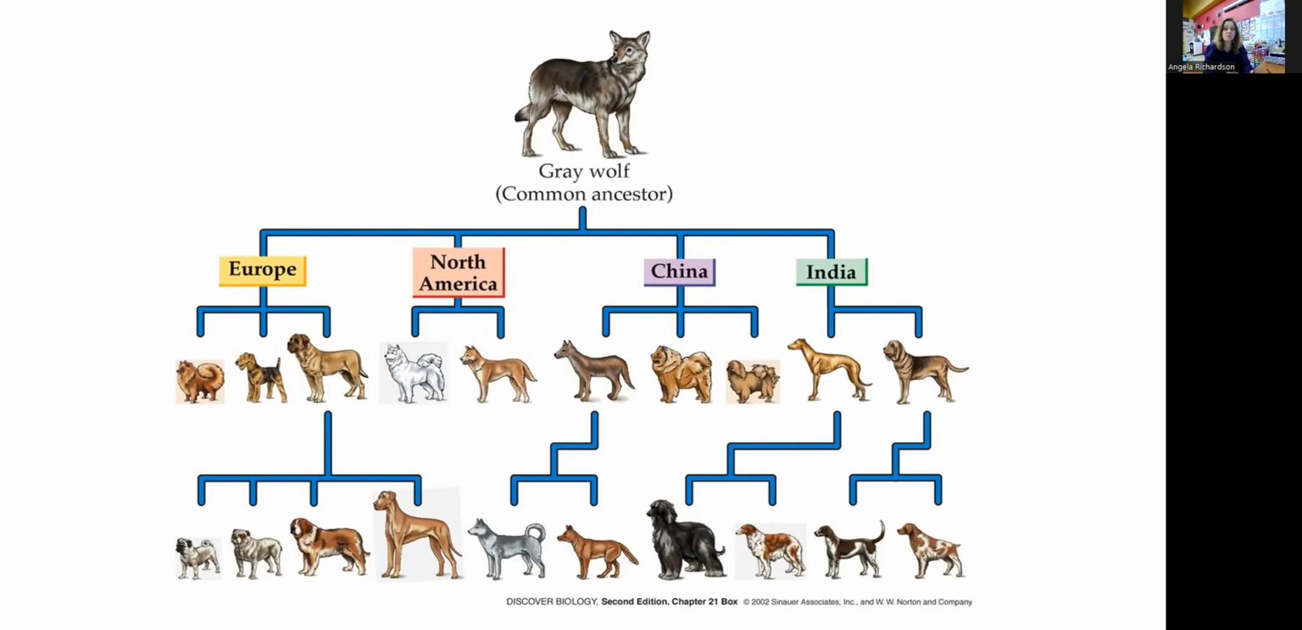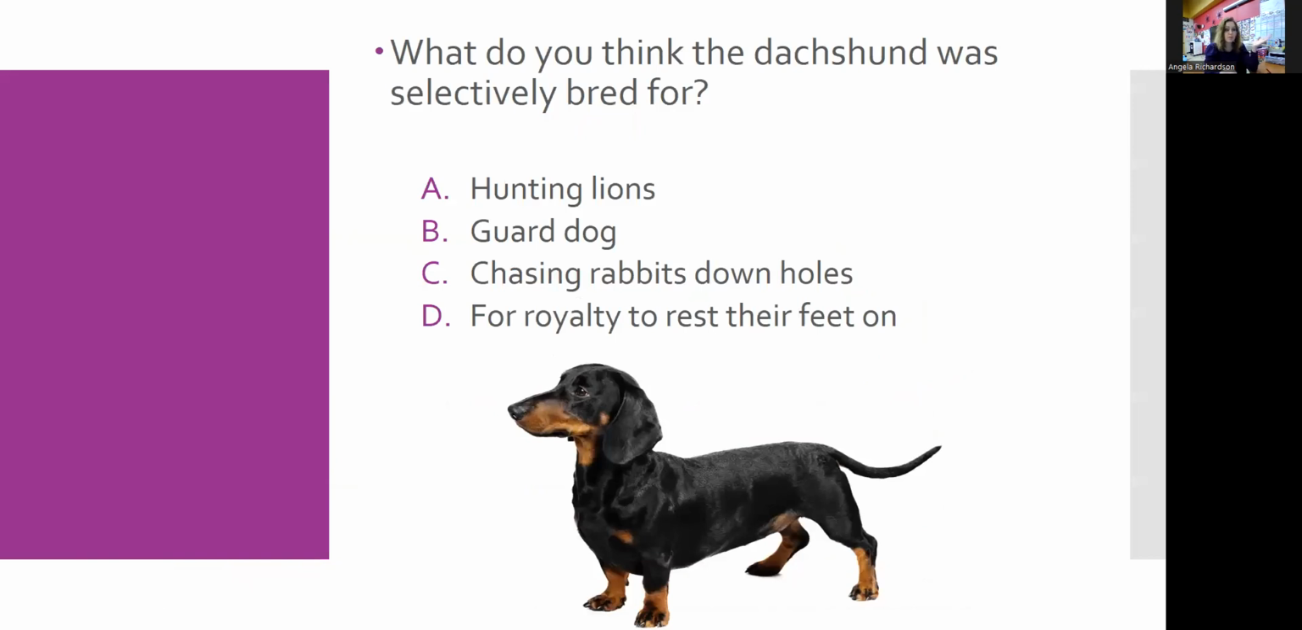These are all done through selective breeding, picking what traits you want in the offspring, and then choosing parents that have those traits and only allowing those parents to breed. Okay. So for example, we have a dachshund here, weenie dogs. Out of these 4 things, which one do you think a weenie dog was originally bred for? For hunting lions, being a guard dog, chasing rabbits down holes, or for royalty to rest their feet on if they have like nice little feet rest there?